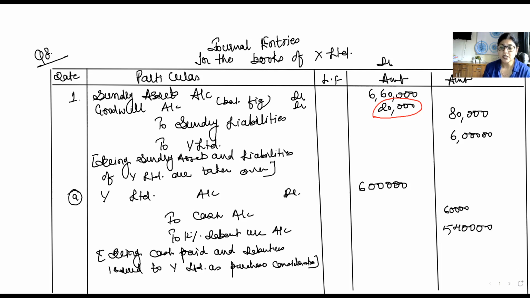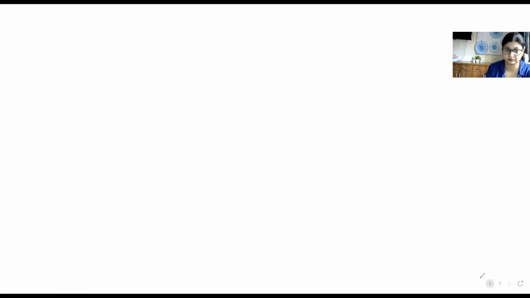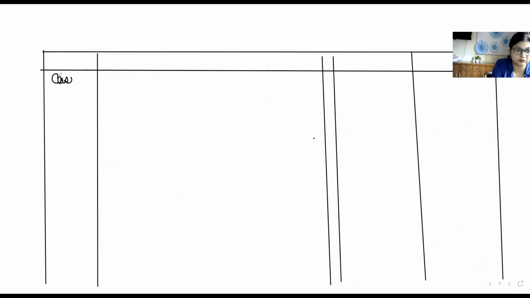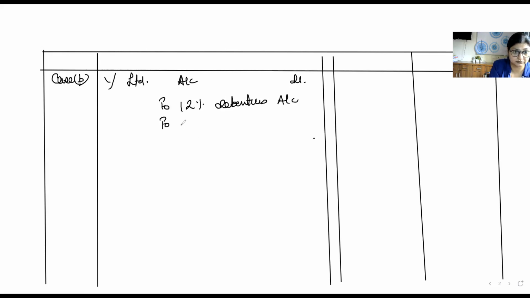Okay. Now we will pass the entries in case 2. So case 2, or case B, as it is written in the question, when the debentures are issued at 20% premium. So the entry is going to be Y Limited account debit, to 12% debentures, to securities premium reserve.